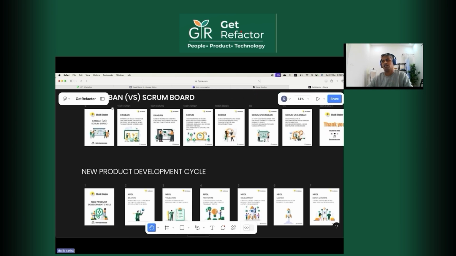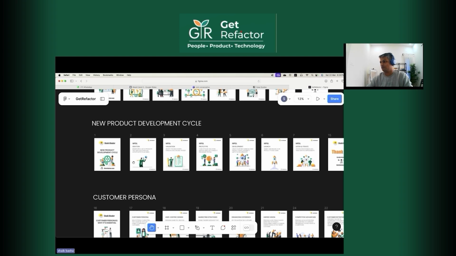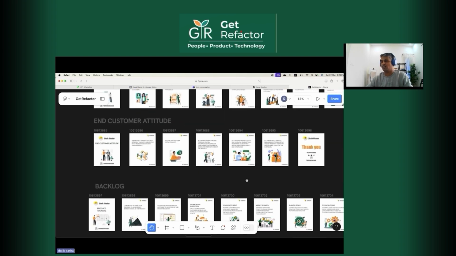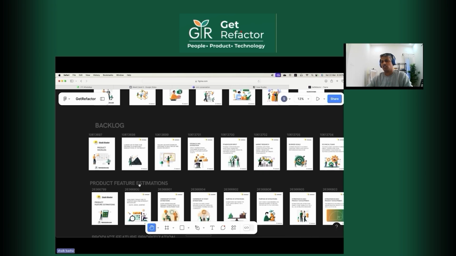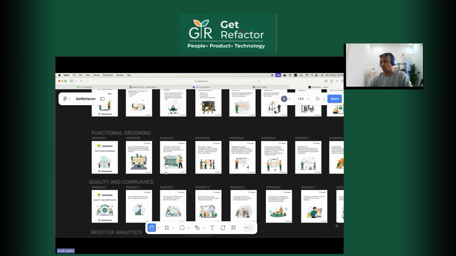Suppose we wanted to understand Kanban and Scrum Core. So this is how you can understand. It's very short. It's bite-sized learning, and you will understand to the point what this is. So that's what I have done. New product development life cycle, customer persona. What does it mean? You'll understand it. So these are all bite-sized. What is backlog? What is product feature estimation? Prioritization. How will you do that? And backlog grooming and all that.